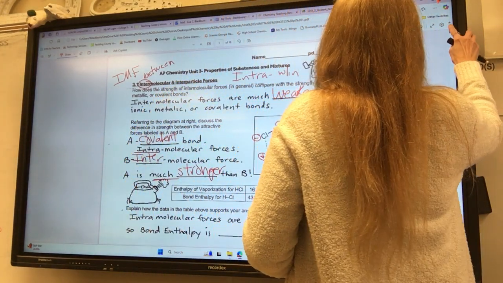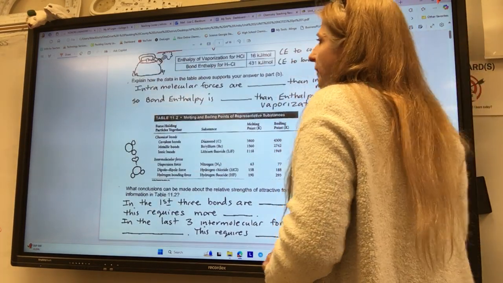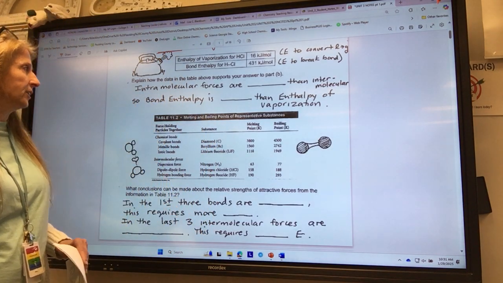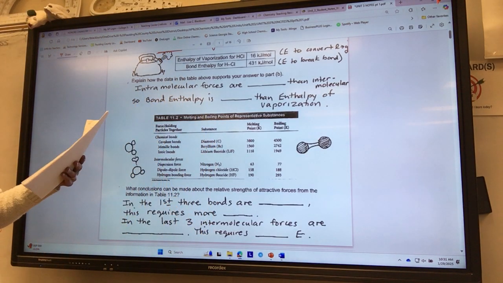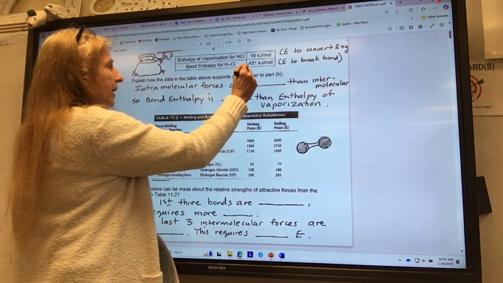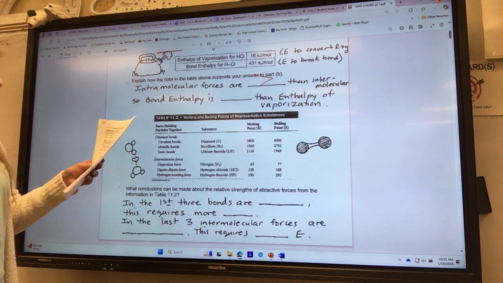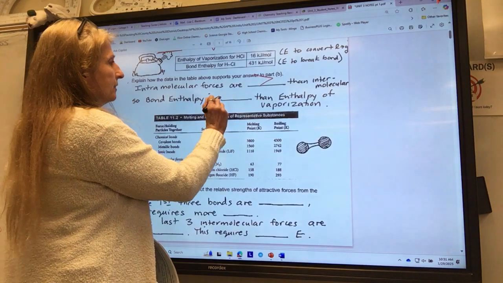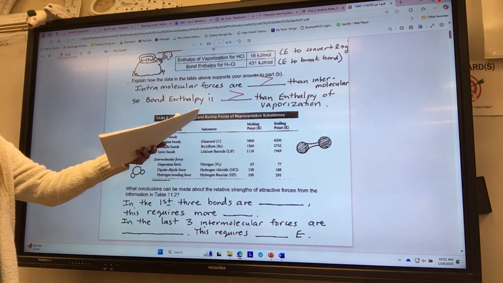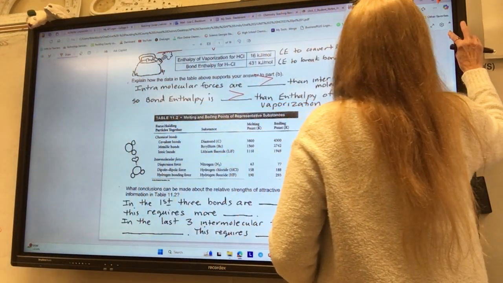So another thing about this, last year my kids did really good. They understood this real well, and I think it was one of the keys that they did good on the AP test. So we're going to make sure you understand it too. Now, explain how our data does it. Intramolecular forces are greater than, less than sign, than intermolecular forces. So bond enthalpy is greater than enthalpy of vaporization. Breaking a bond is greater than just something vaporizing. Okay, so here's another little chart out of your book.